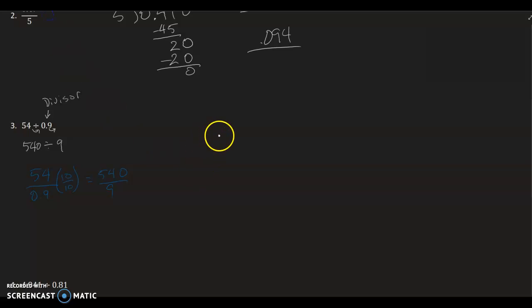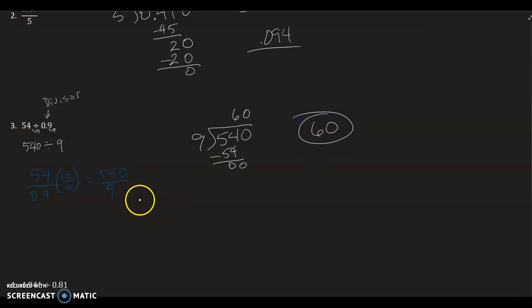Okay, so 540, and I'm going to divide that by a 9. So 9 goes into 54 6 times, and I believe it goes evenly, doesn't it? Yep. So 9 goes into 0 0 times. So my quotient here is a 60. All right.